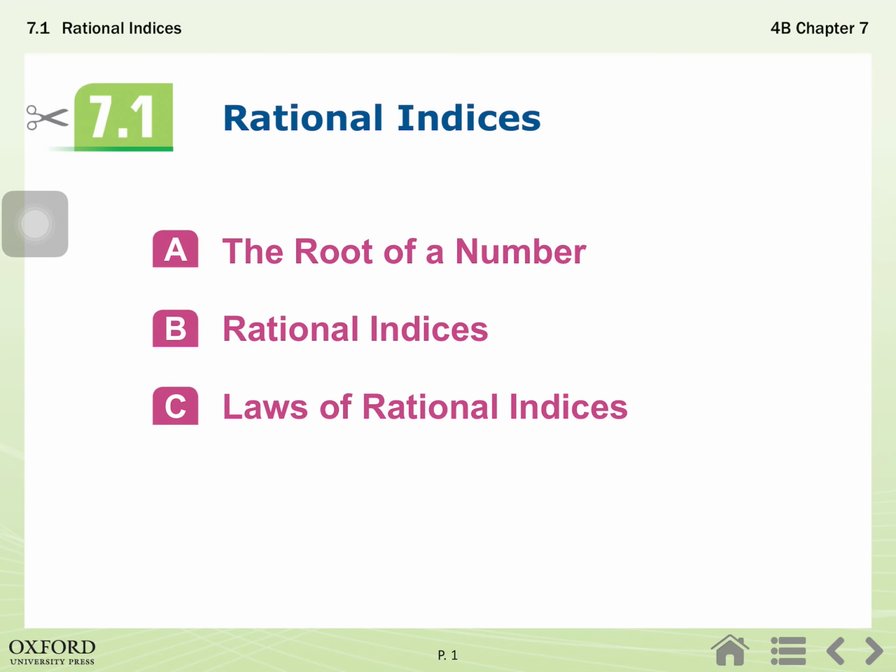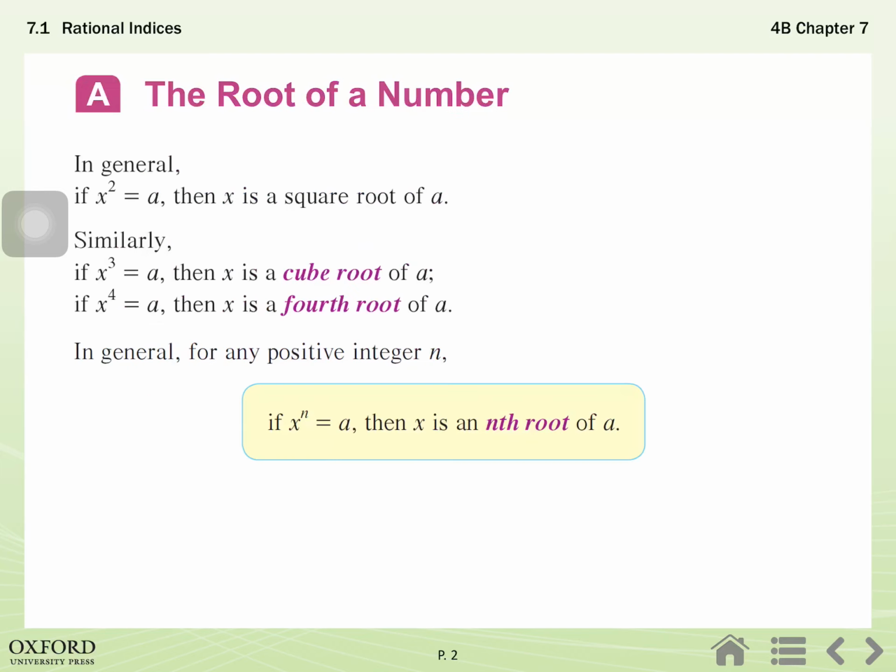Okay, let's talk about chapter 7.1, rational index. First of all, we will talk about the roots of a number. So look here. In general, if x squared is equal to a, then x is the square root of a. Similarly, if x cubed is equal to a, then x is a cube root of a. If x to the power 4 is a, then x is the fourth root of a.